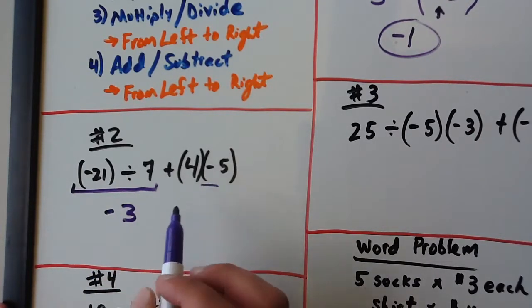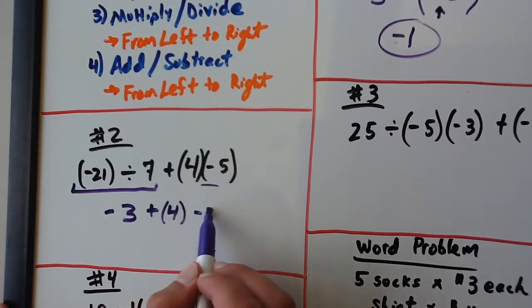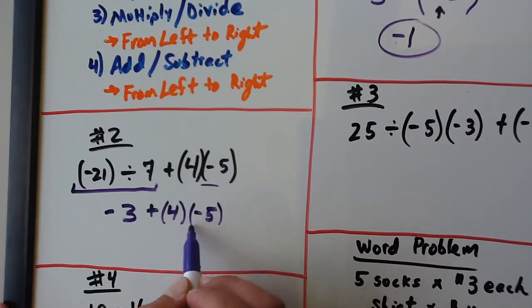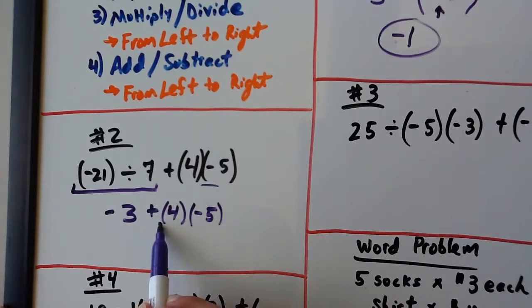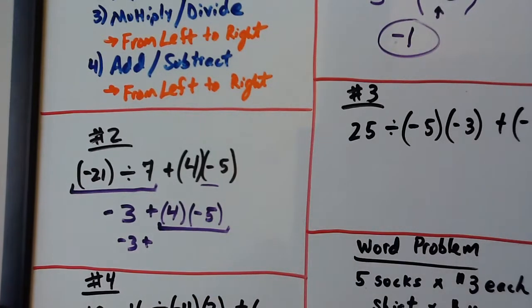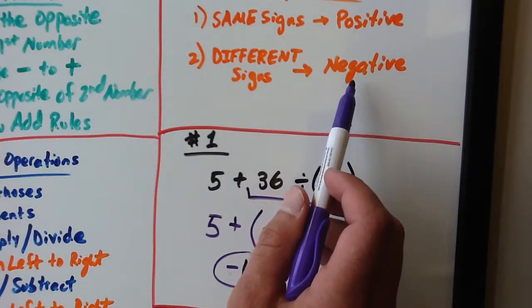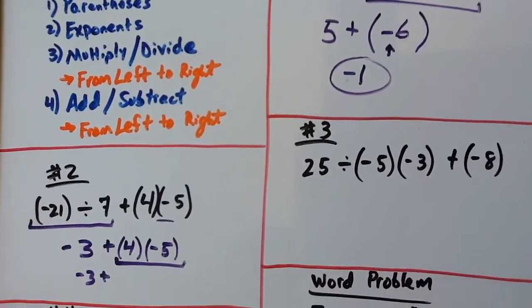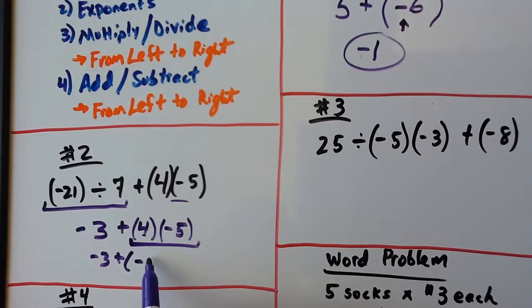Okay, bring the rest of this down. I still need to add 4 times negative 5, right? That's what the parentheses are telling me. It's multiplication. So I have addition and multiplication left. I need to multiply first. So I'm going to have negative 3 plus whatever this is. I'm multiplying, and they have different signs. Different signs, product's negative. Okay, so this is going to be negative, and then 4 times 5 I know is 20.